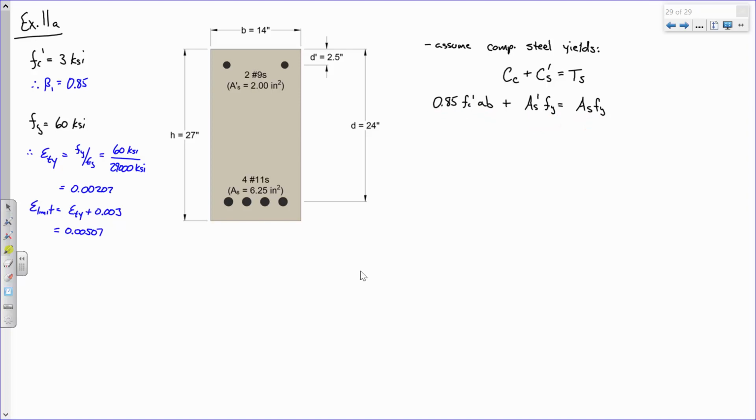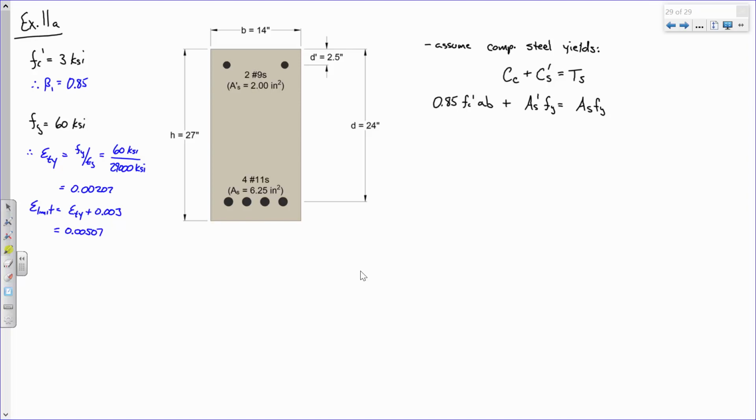Now, I want you to look at that equation and tell me, what do we not know? A, it's the same story as before. We know the areas of steel, we know the material expressions, we know B, we don't know A. So, how do I solve this for A? What do I do? Drag that over, right?